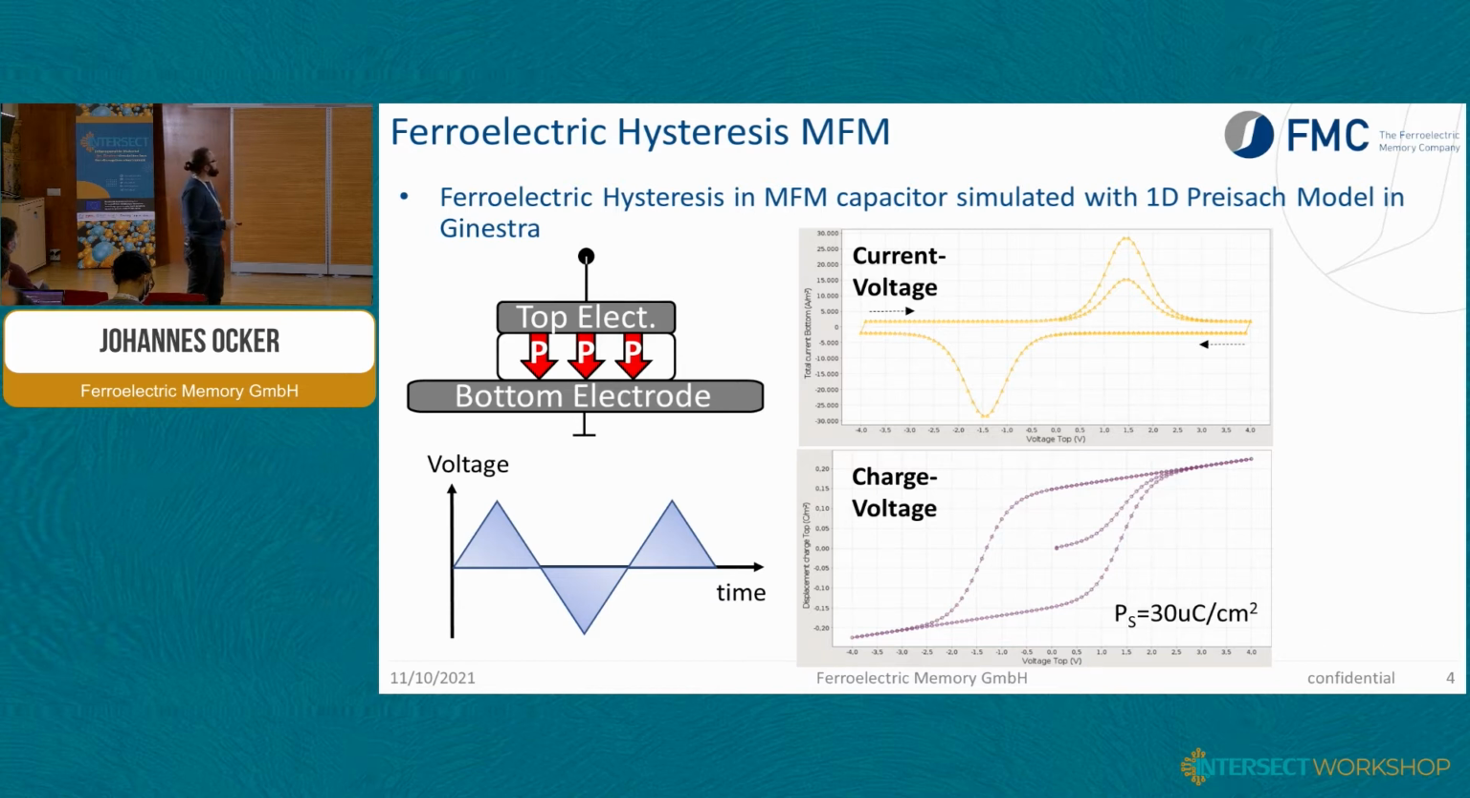This is because the simulation assumes that one half of the domains is up and the other is down. So you switch one part of it such that all are aligned, and then you go back and you get this large switching peak from switching all the dipoles in the opposite direction. If you integrate this, you get this polarization hysteresis. And this is how it looks for the MFM. This is pretty standard, I would say. We just took the Preisach model in Ginestra and simulated this. And now, how does this look for a FeFET transistor?